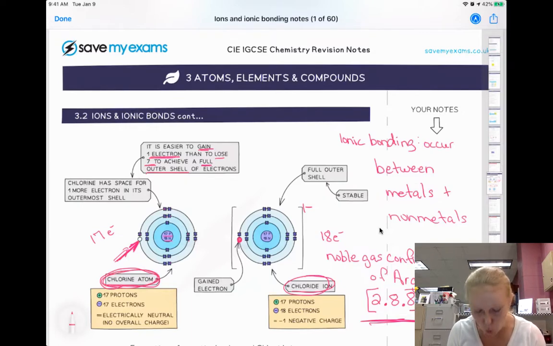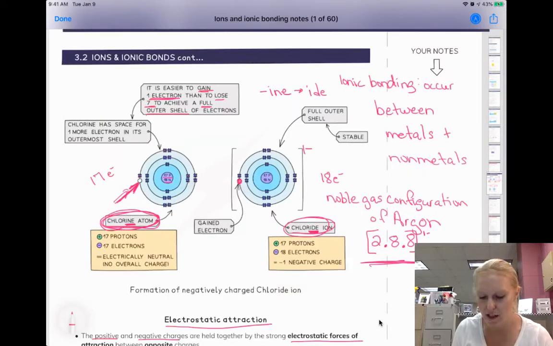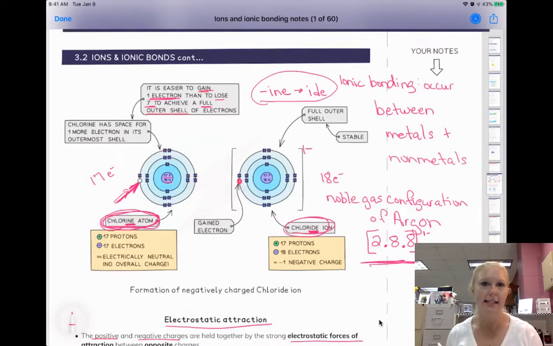What you should also notice, look at these names. Here it said it was a chlorine, I-N-E, atom. But over here, when it became an ion, look at the ending of chlorine. It's no longer I-N-E, it's I-D-E. Anytime that a nonmetal becomes an ion, the change of ending is always I-D-E. So you'd always change for a nonmetal their I-N-E ending to I-D-E.